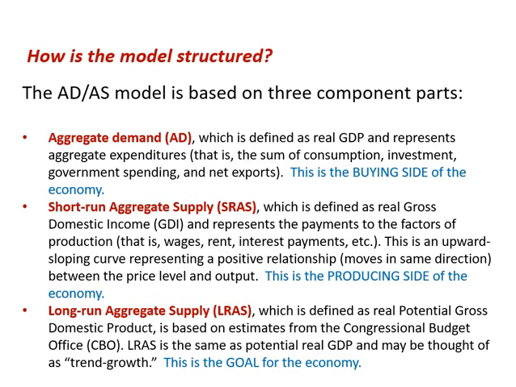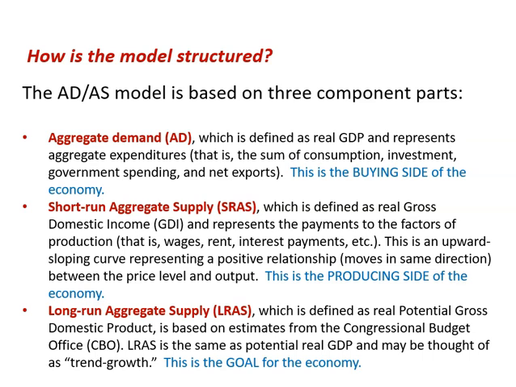How is the model structured? The AD and AS model is based on three component parts. 1. Aggregate demand, which is defined as real GDP, and represents aggregate expenditures, that is, the sum of consumption, investment, government spending, and net exports. This is the buying side of the economy.